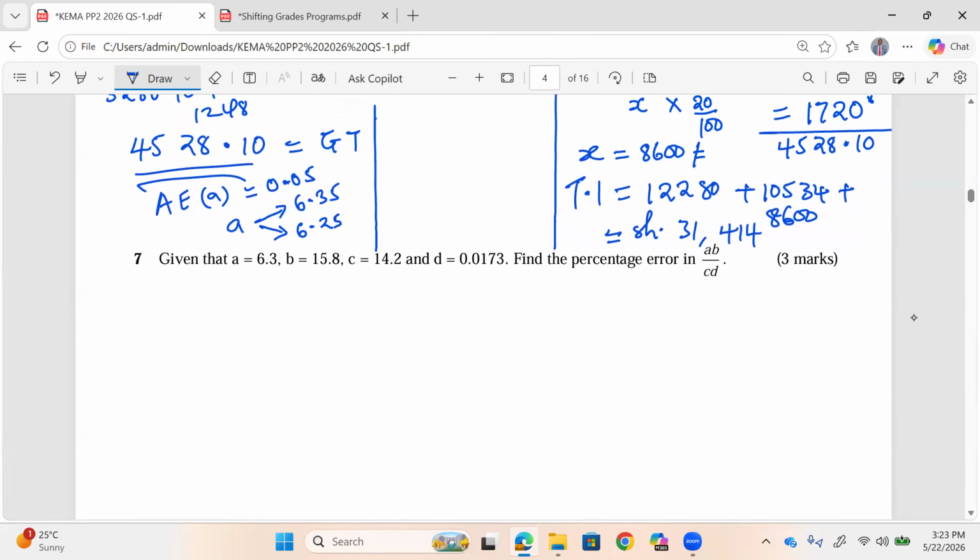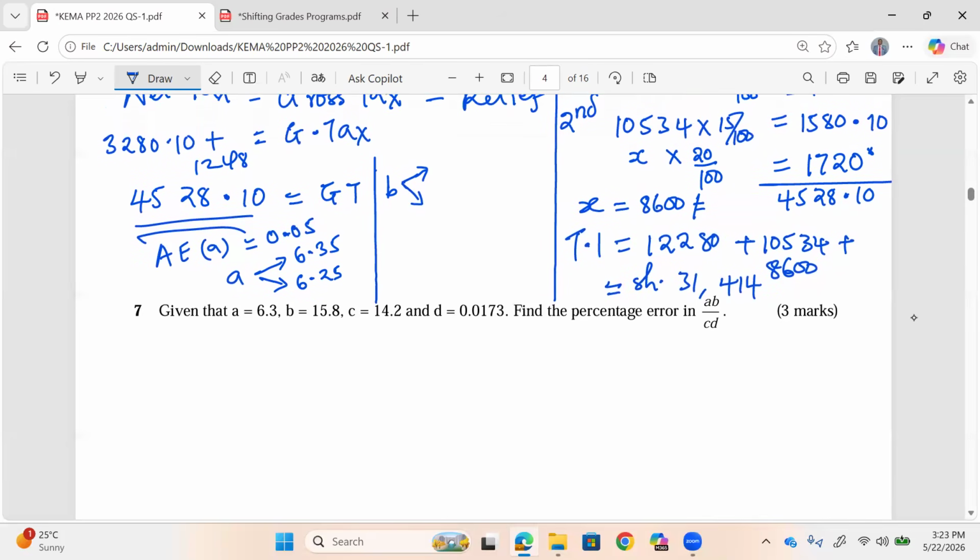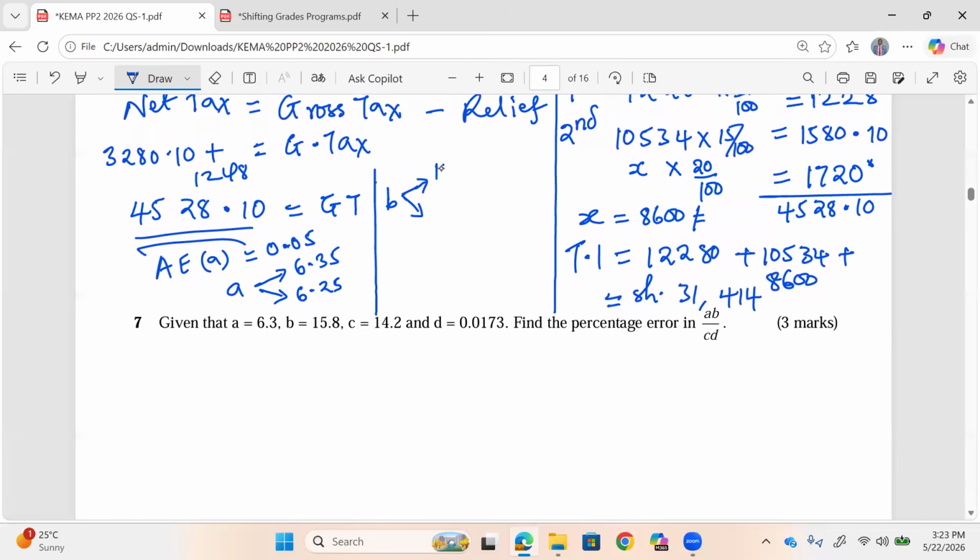We have not even started working out the errors. I'm just checking the range of the recording of the values. B has been recorded to the same accuracy, a 1 dp, meaning the absolute error is 0.05. So it will range up to 15.85 from 15.75. Then C will range with the same accuracy, so the same absolute error, from 14.15 up to 14.25.